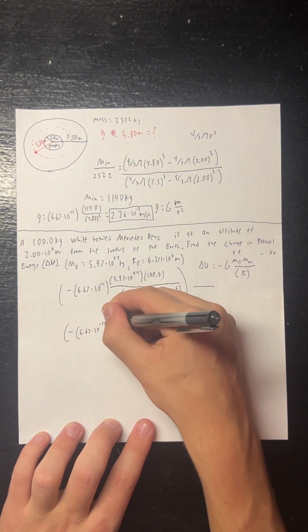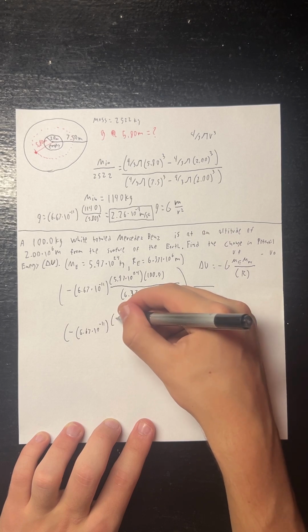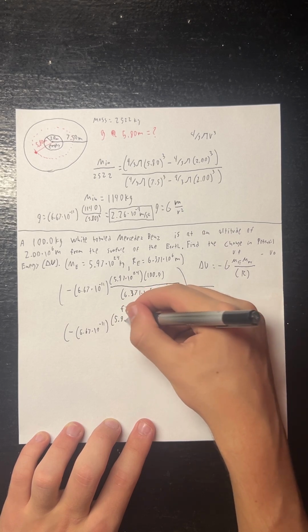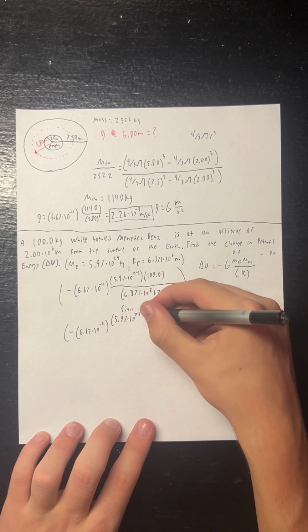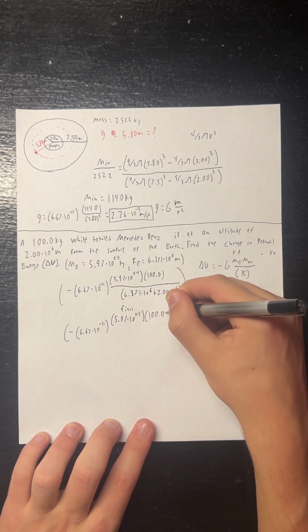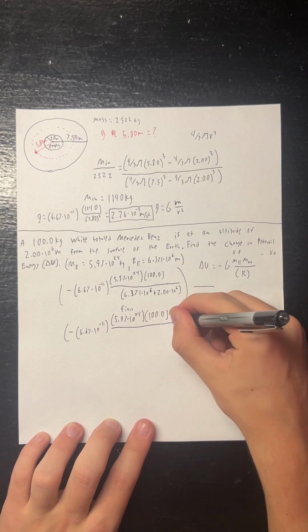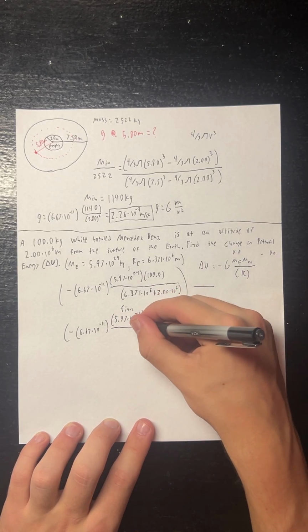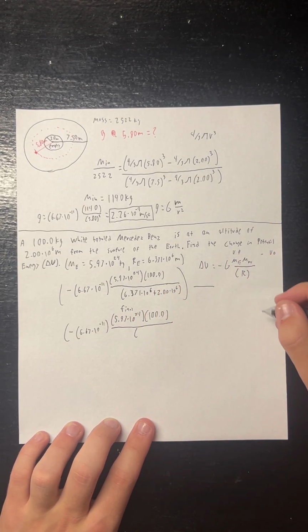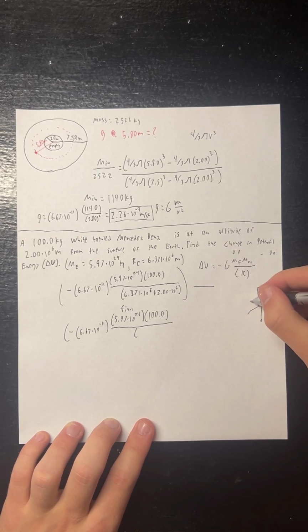6.67 times 10 to the negative 11 times, again, 5.97 times 10 to the 24. These stay the same, times 100, right? Over, now this is where it's different, it's a different r. And the r is just the radius of the Earth, because at the initial, right, and then the car is here. So this is the altitude, we can do height, and this is the radius of the Earth. So final is all of that, initial is just this.